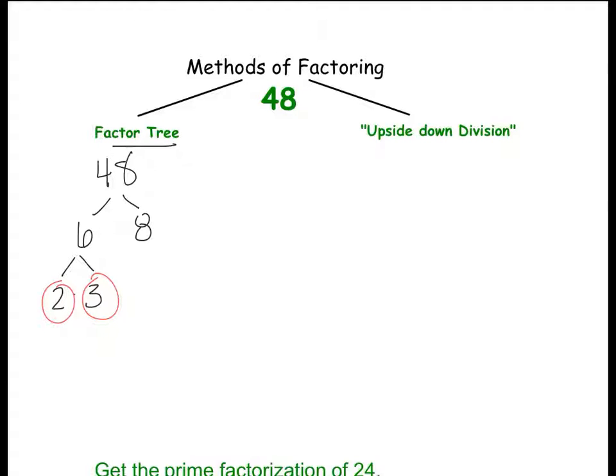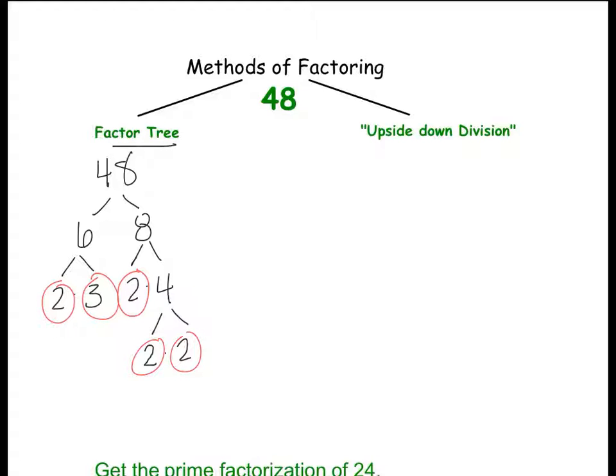Now let's go back up to this part of our tree. What times what is 8? Well, I could say 2 times 4 is 8. Then I consider those 2 numbers. 2 is prime, so I'm done with that branch of my tree, but 4 is not. What times what is 4? 2 times 2. And of course we know that 2 is prime.